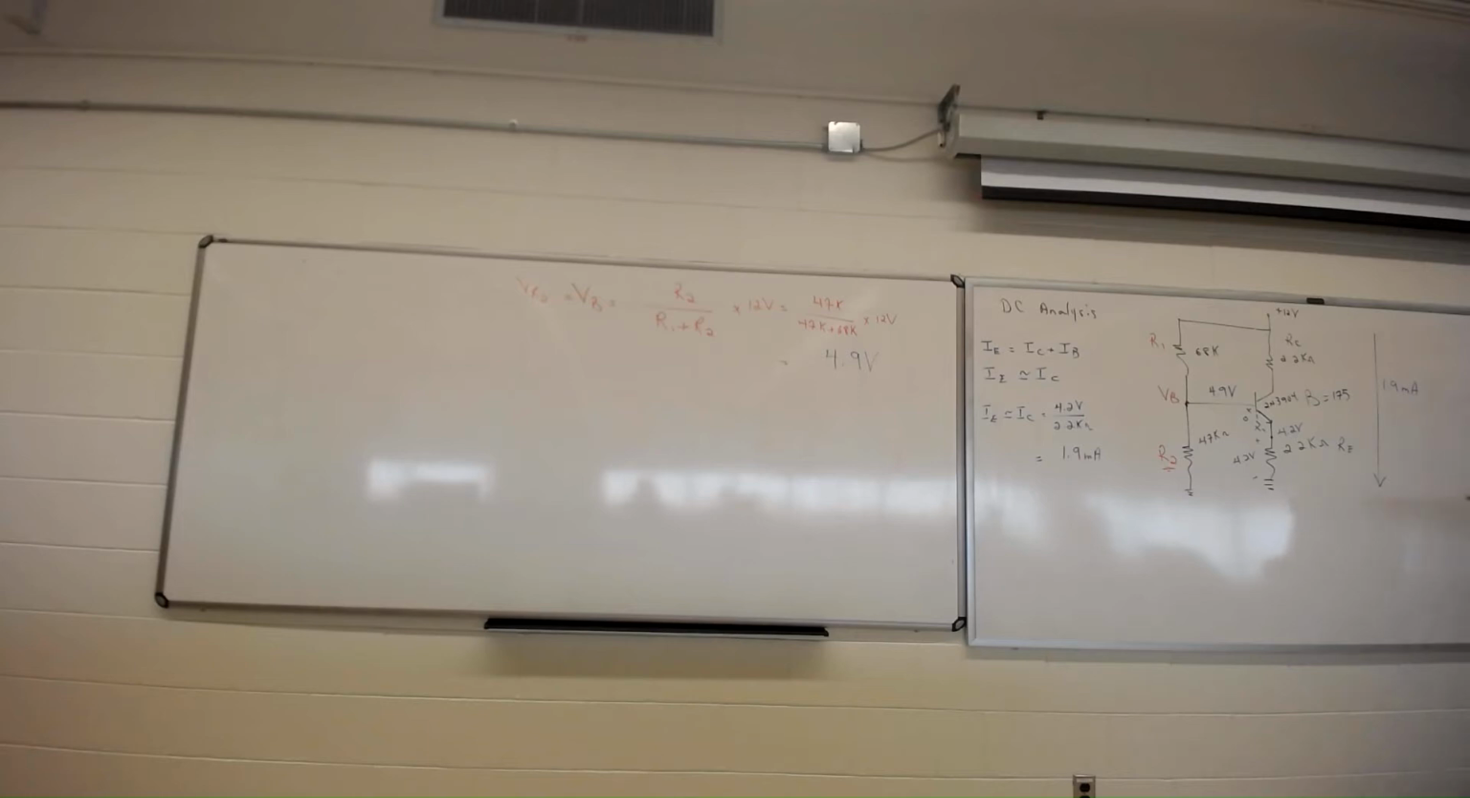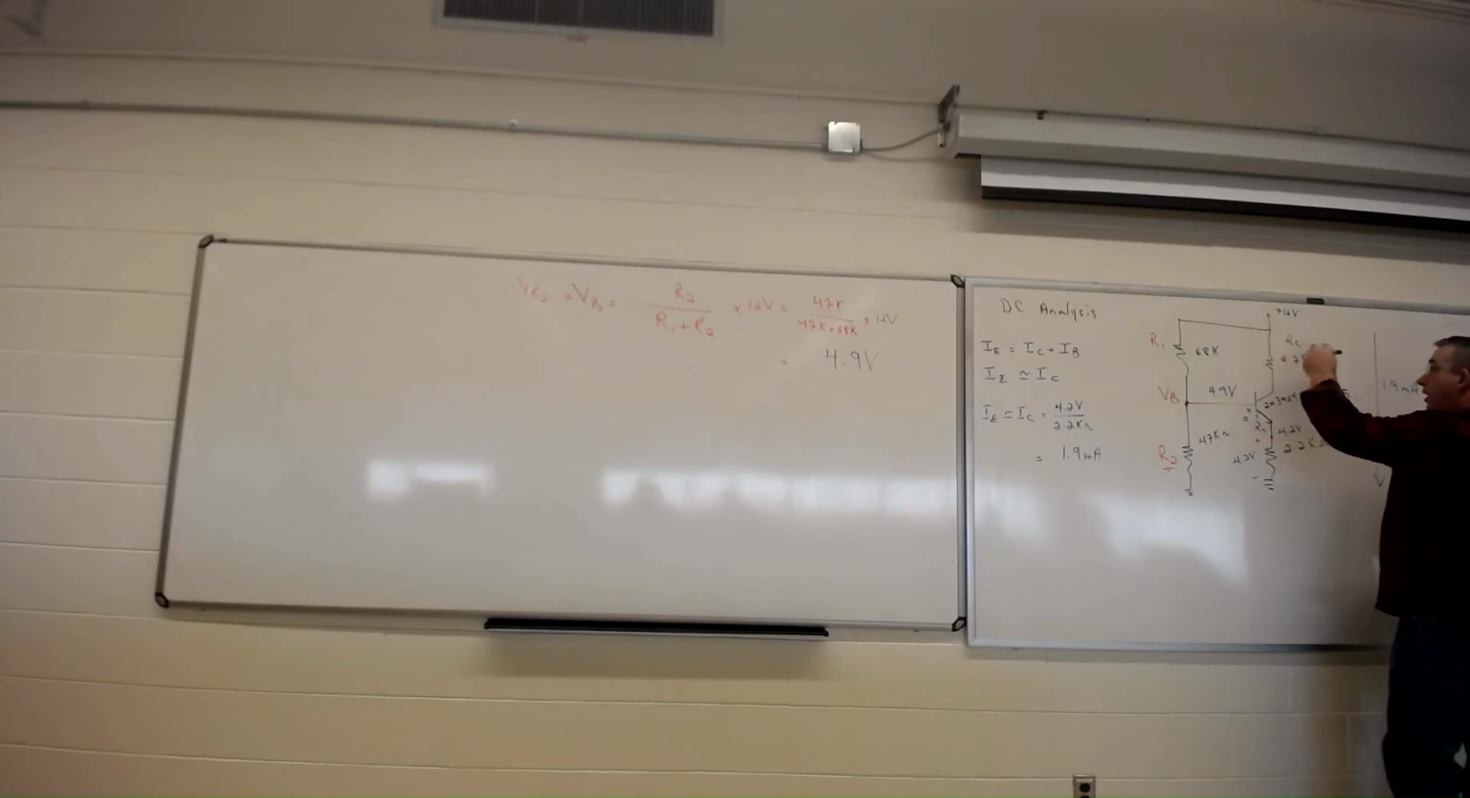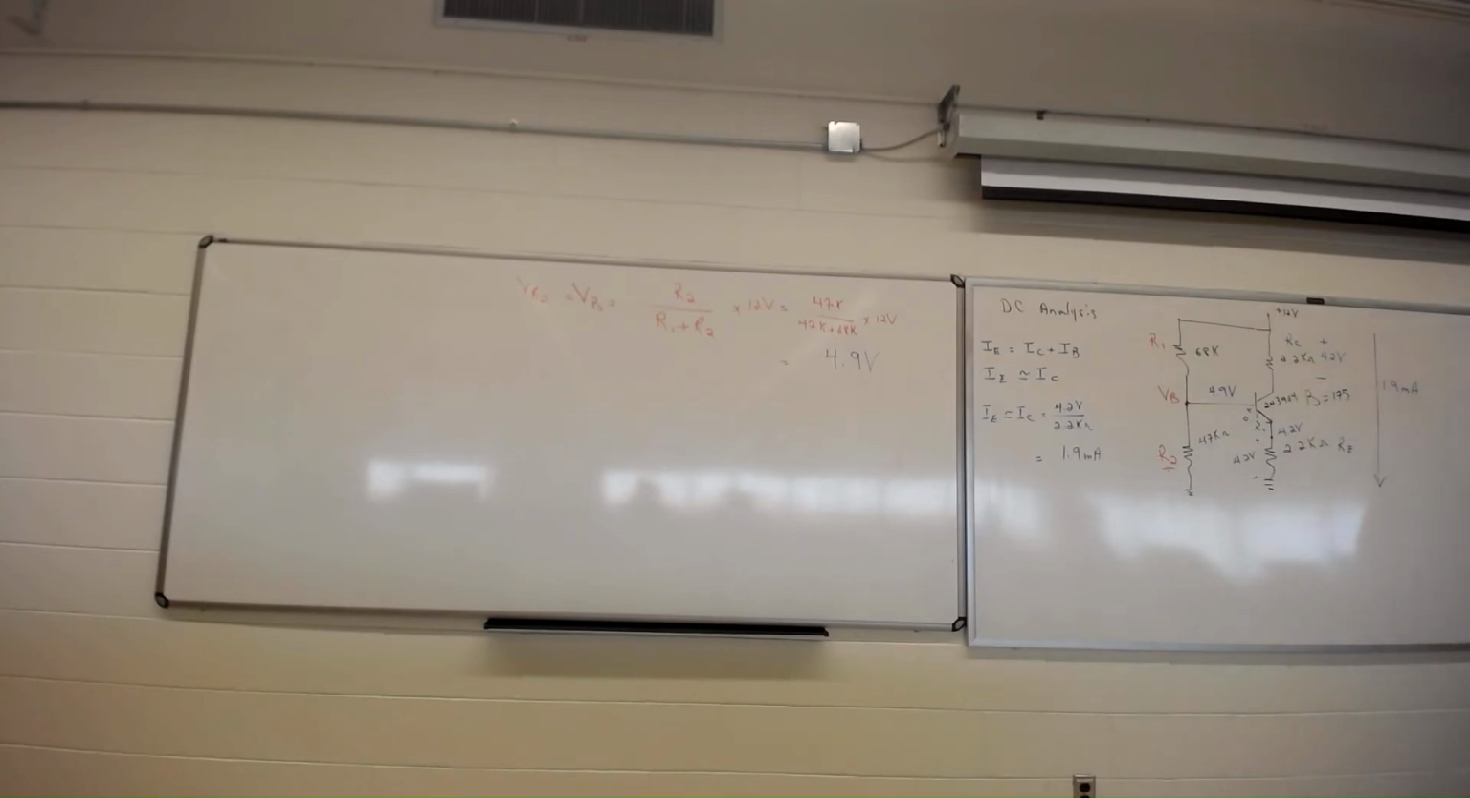Now, because we've got 2.2K down here with 4.2 volts, and we've got a 2.2K up there running the same current as the one down there, we can assume that up here we'd lose 4.2 volts on resistor RC as well. Makes a lot of sense, right? You've got the same current running through the 2.2K here and the 2.2K there, so they're going to have the same voltage drop.